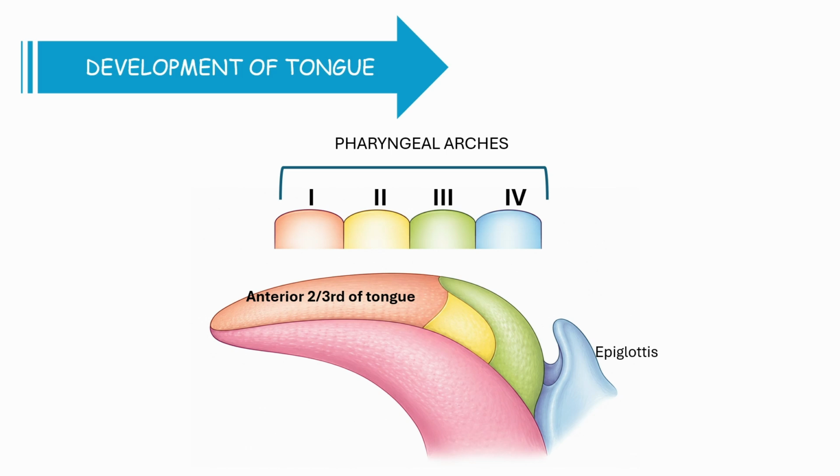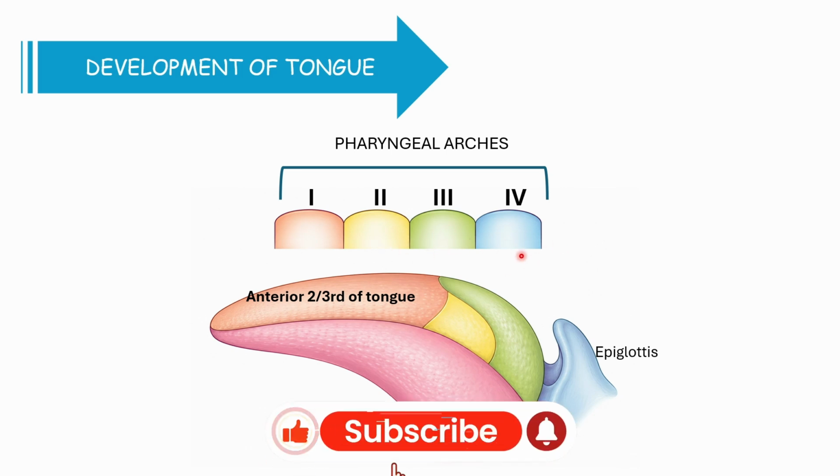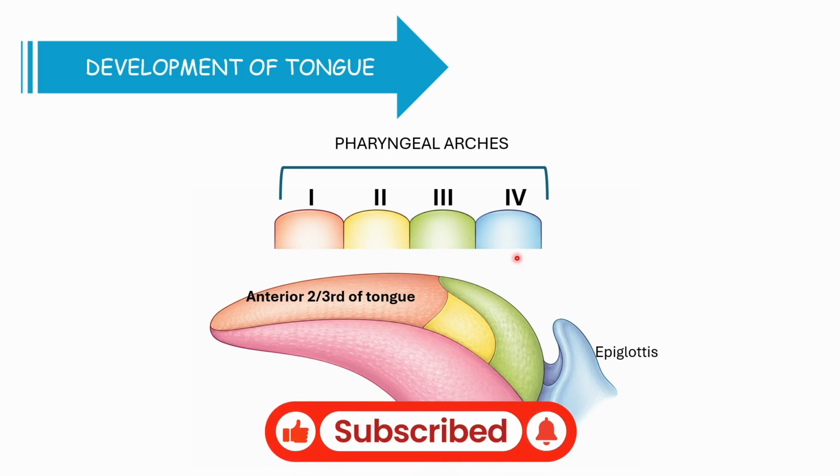The tuberculum impar is not going to form any recognizable part of the tongue. Now, the hypobranchial eminence, which is otherwise also known as the copula of His, develops in the floor of the primitive pharynx in relation to the second, third and fourth arch. So here, in relation to these three arches, we have the formation of the hypobranchial eminence.